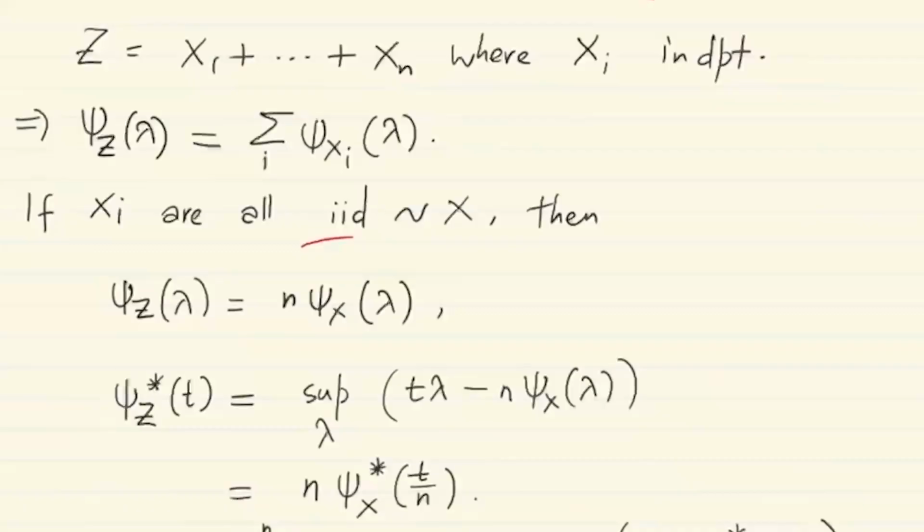The next application of the Chernoff bound will be for a sum of independent random variables. So think of a random variable z expressed as the sum of n independent random variables, x1 through xn.